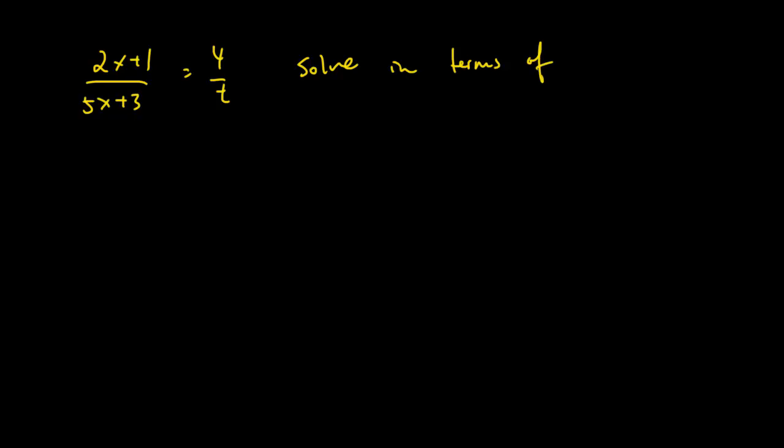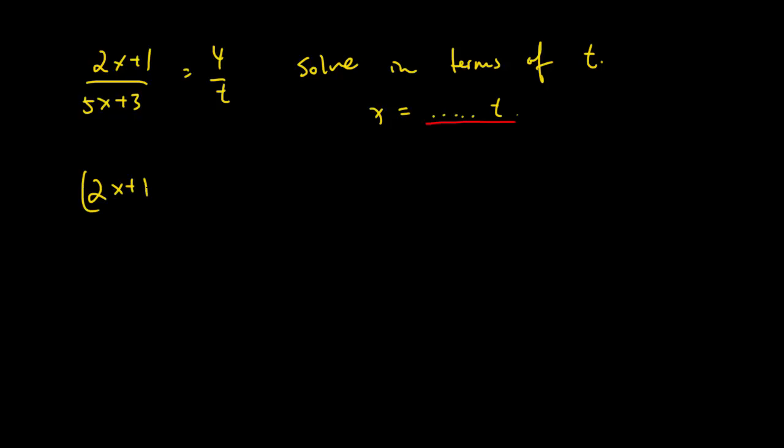Now let's have a look at another example. We have 2x plus 1 over 5x plus 3 equals to 4 over t. Okay, so solve in terms of t. Now when they say in terms of t, it will have to be x equals to something with t. Okay, so we're actually saying solving x in terms of t. So again we're going to use the cross multiplication method.